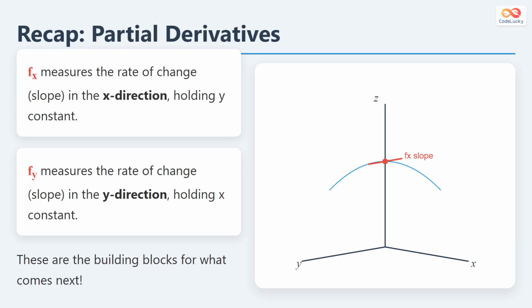First, let's quickly recall what a partial derivative is. The partial derivative with respect to x measures the slope of the surface in the x direction. Similarly, the partial derivative with respect to y measures the slope in the y direction. These tell us how the function changes as we move along just one axis.